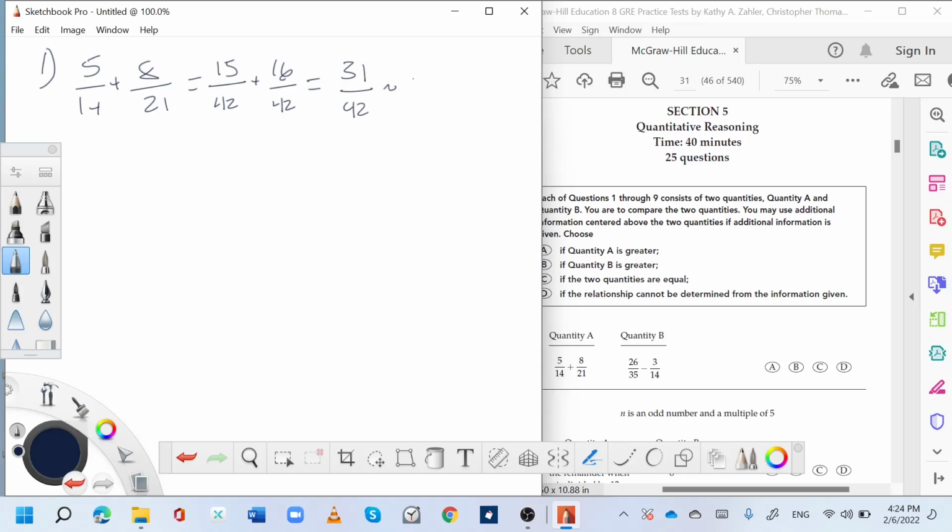This is not exact, but this is approximately 3/4 or 75%. And then our other, 26 over 35, and we are subtracting from that 3 over 14. Find our lowest common denominator. We end up getting 52 over 70 minus 15 over 70: 26 times 2, 3 times 5, 70 on the bottom. So we'll perform the operation on the top. We get 37 over 70. And this is not exactly, but it is approximately 4/7. 4/7 is about 55%. And so in this case, 3/4 is clearly greater than 4/7, and thus quantity A is greater. Easy peasy. Alright, moving on.